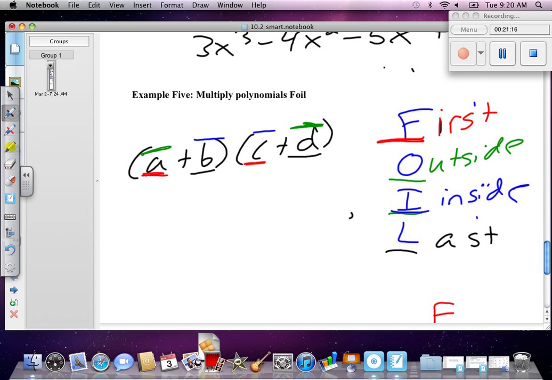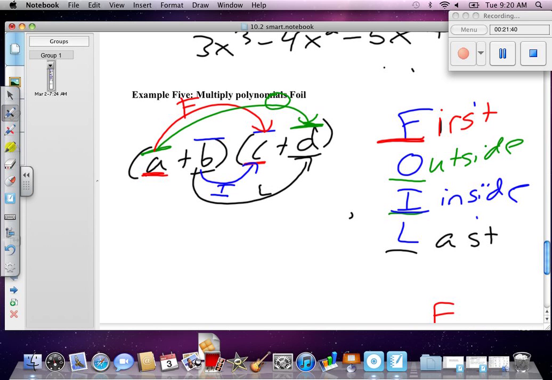Okay, when we draw it, I usually make it look like this. A to C, that's our first. O, our outside. I, our inside. And L, our last. Okay? This is the most common thing you're going to see. You're going to see this again in geometry. You're going to see this again in Algebra 2. And they're going to say, oh, you FOIL them, you FOIL them. So you've got to know what that means.